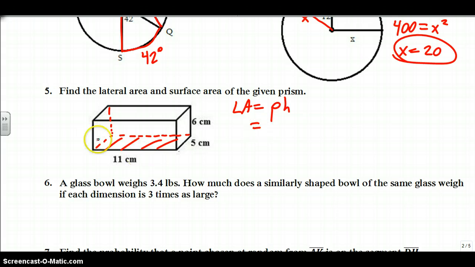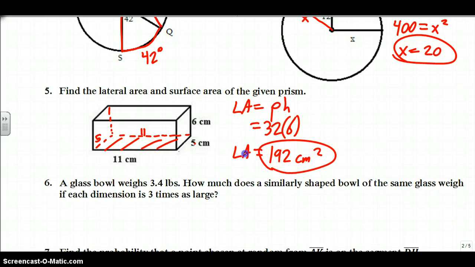Well, the perimeter of the base, again, if I let that be the base, is 11 plus 5 plus 11 plus 5, so it'll be 32, times the height, well, that's the other number I didn't use, that's 6. So whatever 32 times 6 is, it's 192 square centimeters. That's the lateral area, okay?